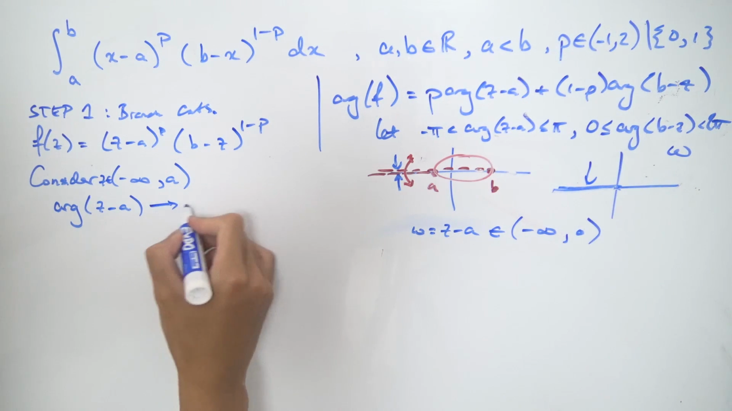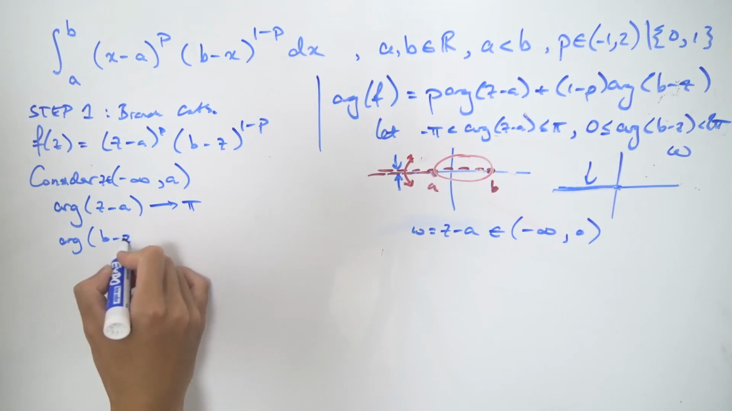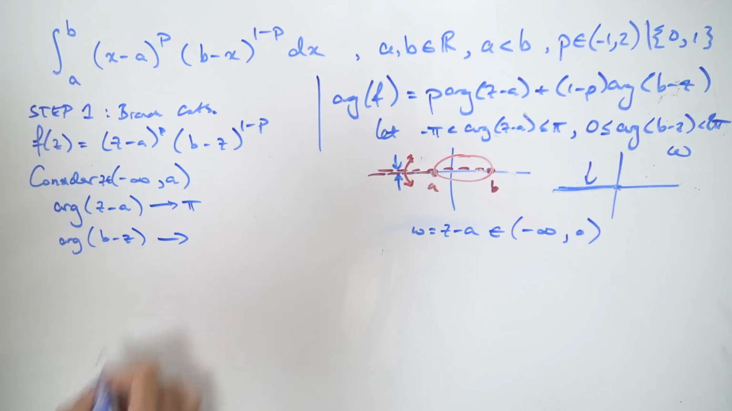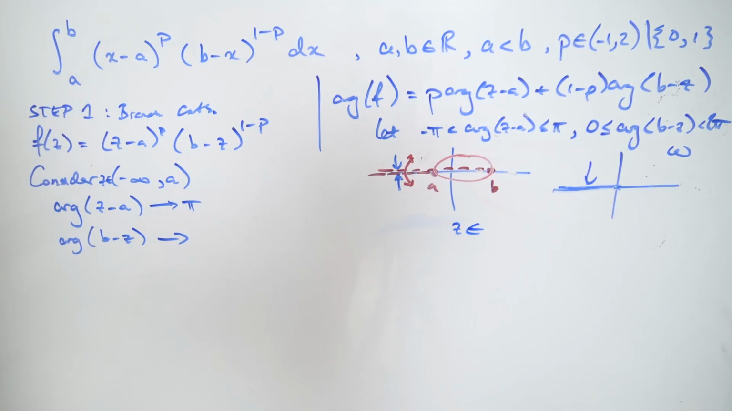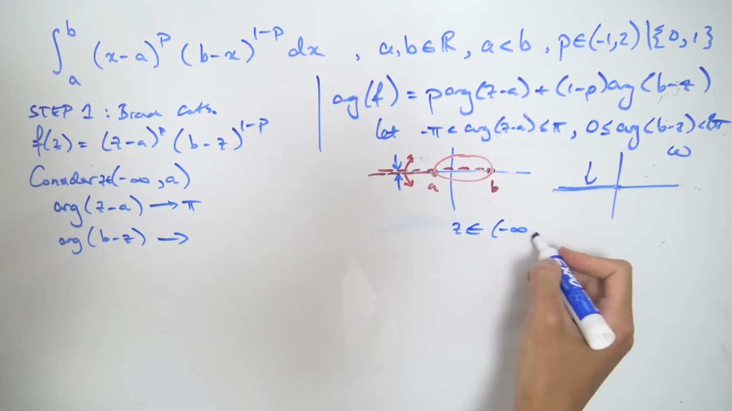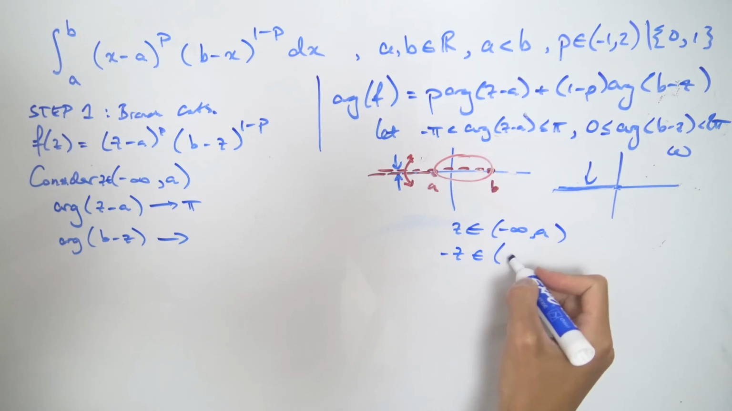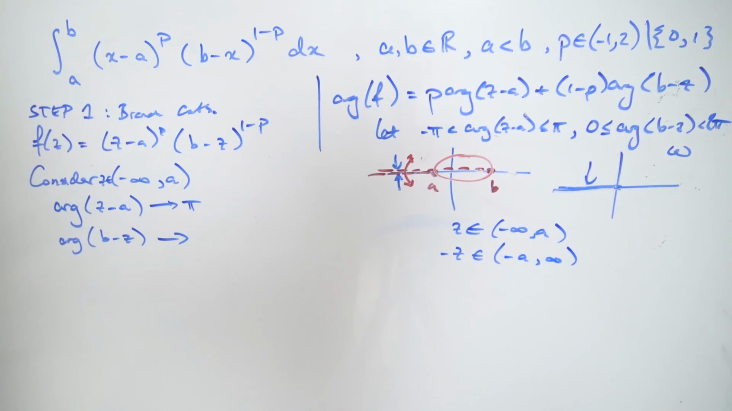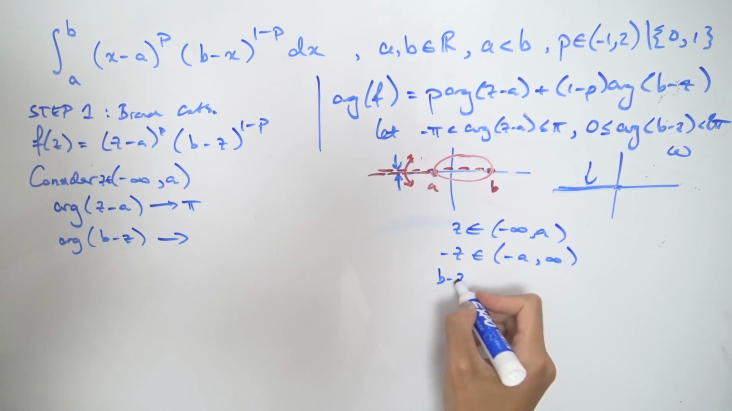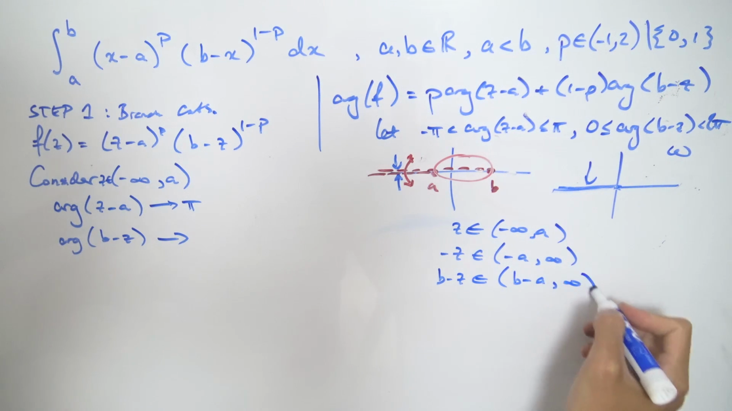So arg of z minus a will approach pi, and as for arg of b minus z, it's going to approach, now this is a little bit more tricky to think about, but we know z is going to end up on minus infinity to a, which means minus z is going to end up on minus a to positive infinity, which means that b minus z will end up on b minus a comma infinity.